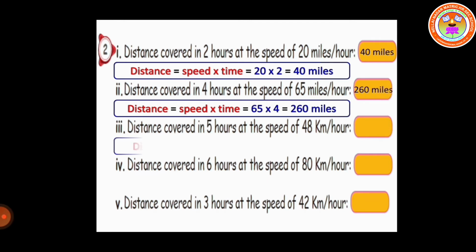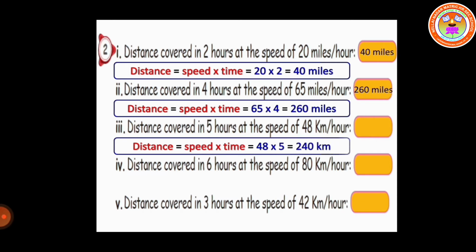Next one, third subdivision. Distance covered in 5 hours at the speed of 48 km per hour. Distance formula speed into time. 48 into 5 we will get 240. Here the unit given is kilometer.